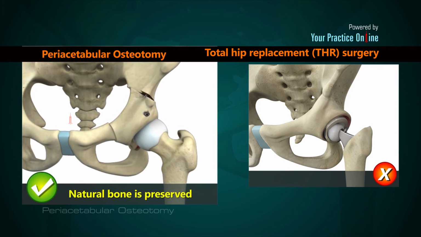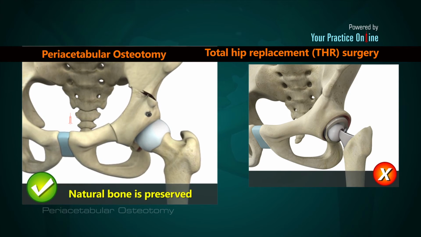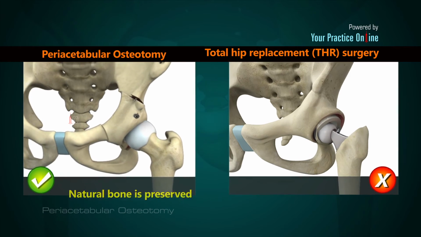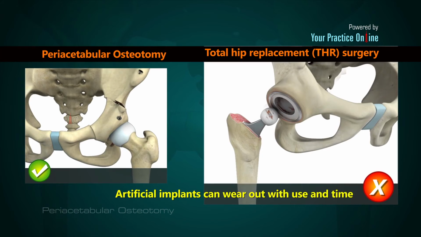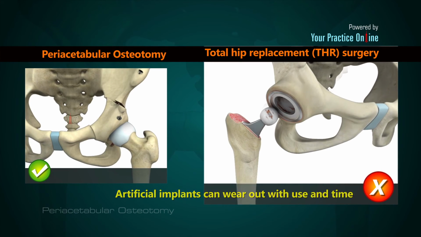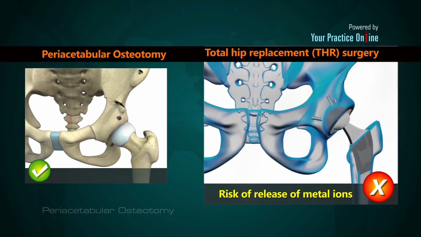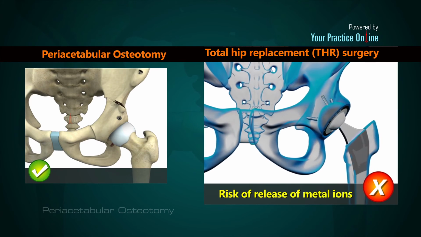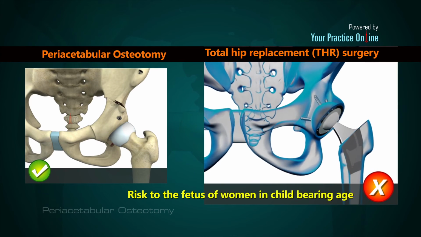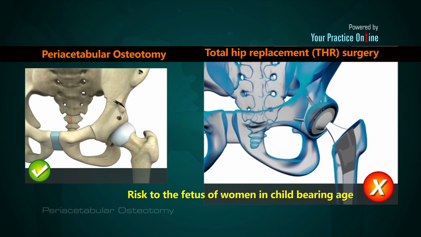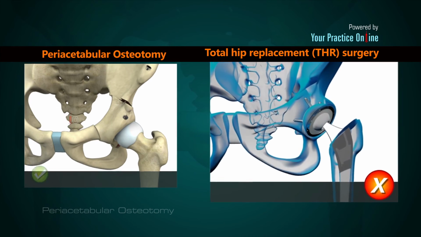A natural joint is better than an artificial joint as the natural bone is preserved. Artificial implants can wear out with use and time. Moreover, there is a small risk of release of metal ions from the artificial hip joint, which could pose a risk to the fetus of women in childbearing age.